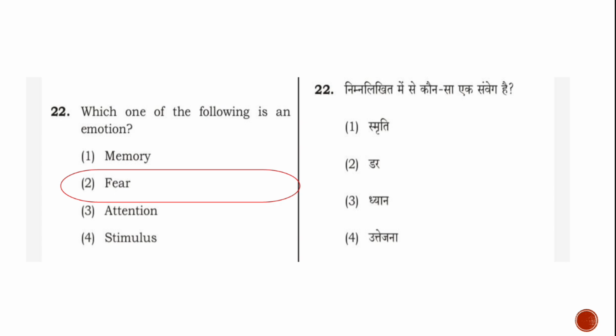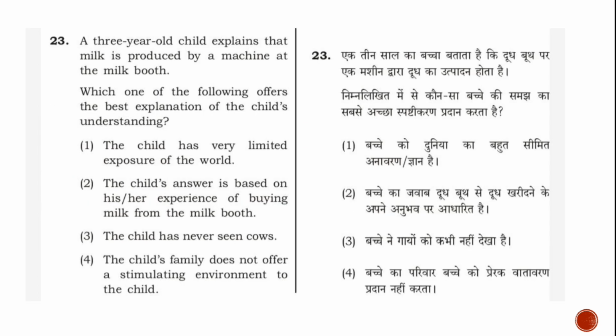Answer. Fear. A 3-year-old child explains that milk is produced by a machine at a milk booth. Which one of the following offers the best explanation of the child's understanding? Answer. The child's answer is based on his/her experience of buying milk from the milk booth.